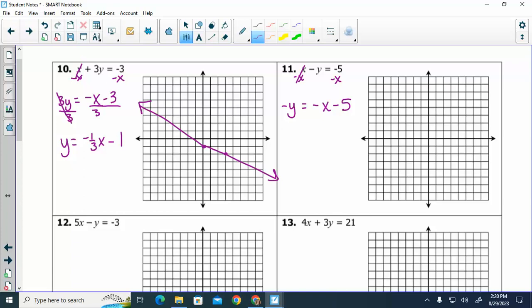Now, what do we have to do? So we get y equals negative x divided by negative 1 is positive x, negative 5 divided by negative 1, positive 5. So to graph this, where do we start? My slope, this was a 1x, so that's like 1 over 1, so up 1 over 1.